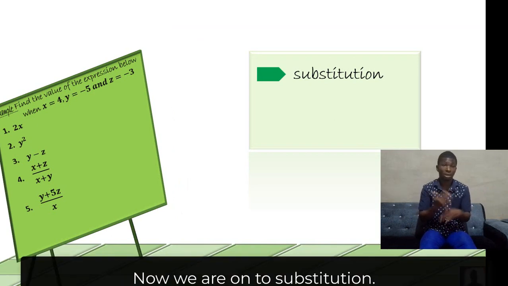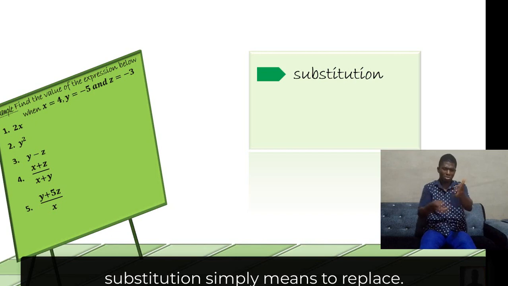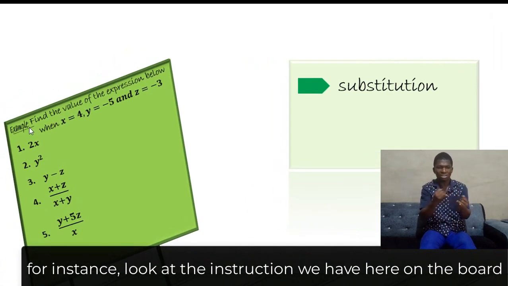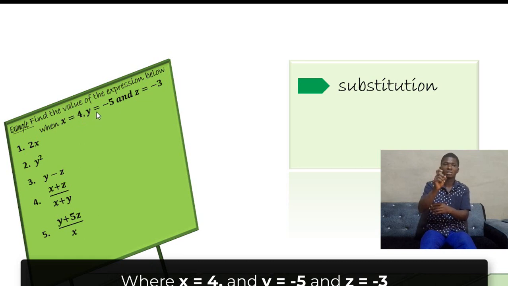Now we are on to substitution. What do we do in substitution? Substitution simply means to replace. Look at the instruction we have on this board below. Find the values of the expression below when x equals 4, when y equals minus 5, and when z equals minus 3.